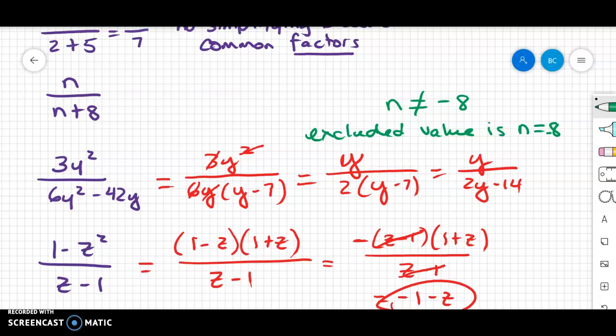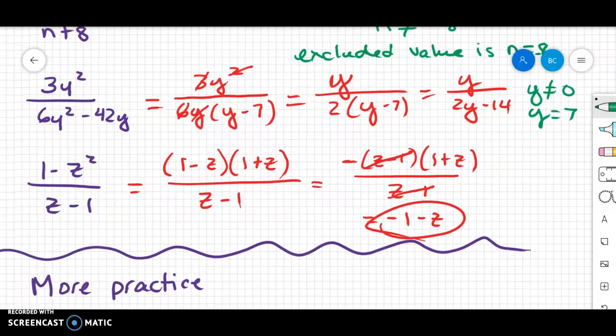So I know that this term can't be 0, so y can't be 0, and this term can't be 0, so y can't equal 7. So y can't equal 0, or y can't equal 7. So notice that if I just looked at my final simplified expression, I would have only identified y equals 7 as the excluded value, but I've got to go back to before I start crossing things out and canceling to find that other excluded value. On this one, I go back to my original, and I have z minus 1, so my excluded value there is z cannot equal 1.